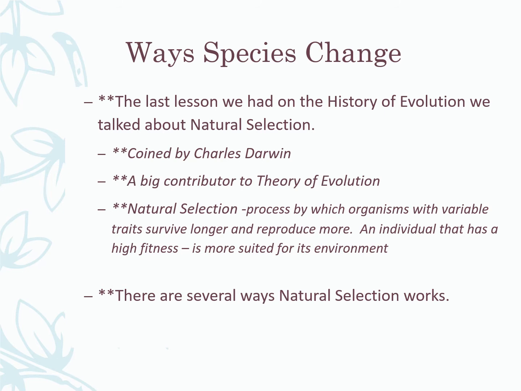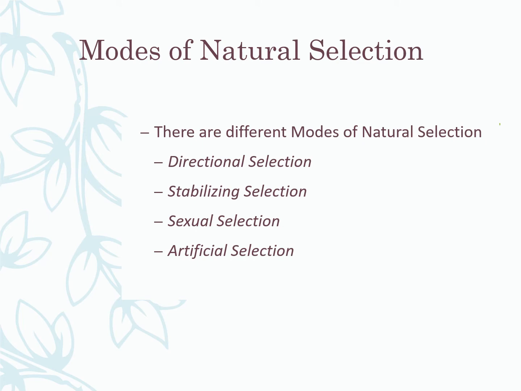Okay, and there are several ways natural selection works, and we're going to dig into that a little bit more here today. So, several modes of natural selection. There is directional selection, stabilizing selection, sexual selection, and artificial selection. The next few slides are going to go into these types of selection in more detail.